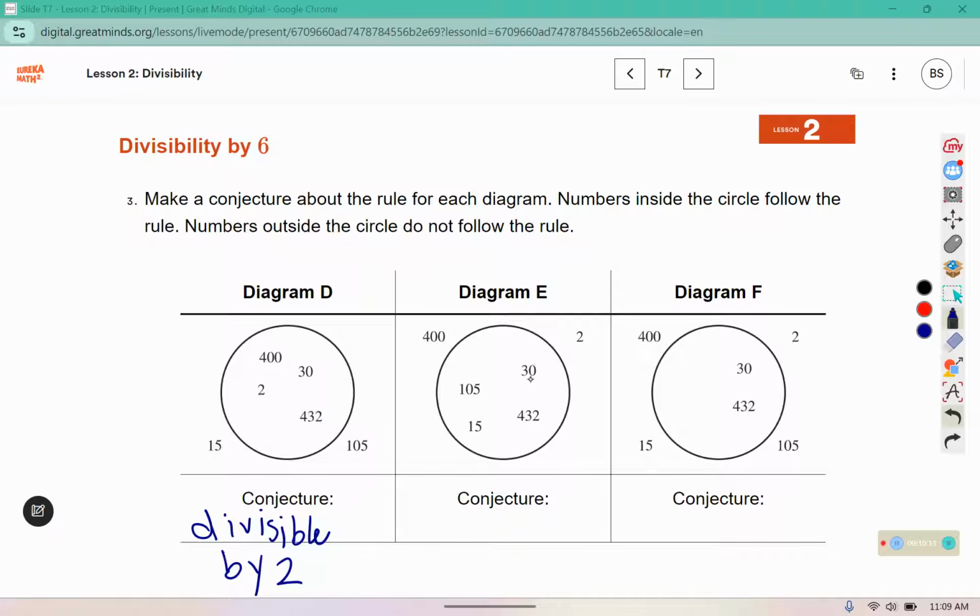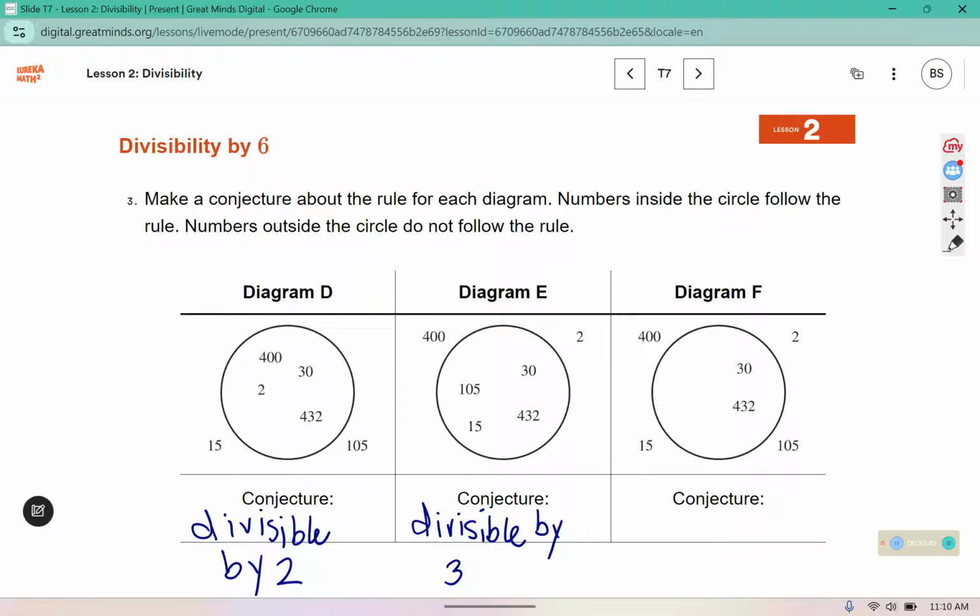Well, let's see. 3 plus 0 is 3. 4 plus 3 plus 2 is 9. 1 plus 5 is 6. 1 plus 0 plus 5 is 6. These appear to be divisible by 3. Four plus 0 is 4, but 4 is not divisible by 3, and neither is 2. How about diagram F?